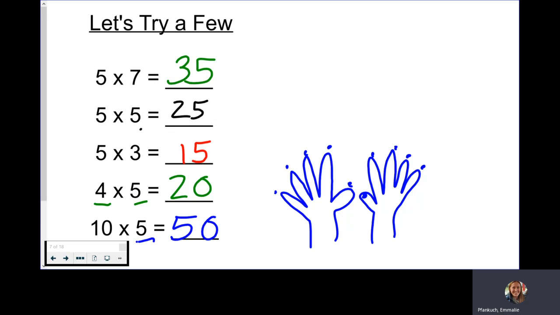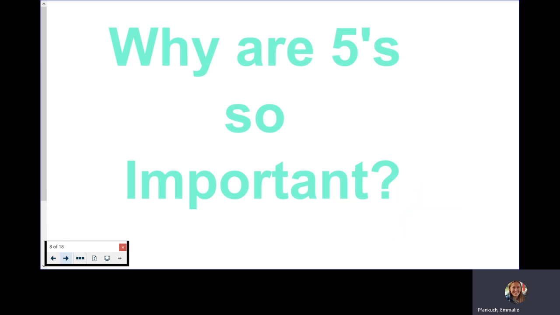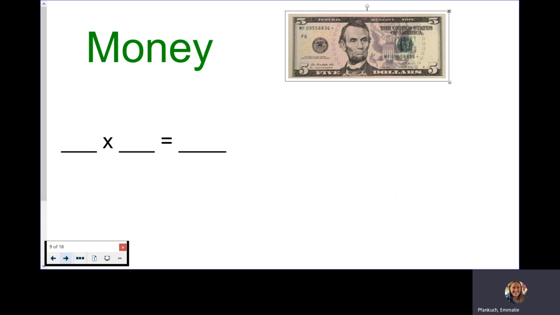So using our fingers and skip counting, that's one way we can do these problems until we have them all memorized. What's important? Some things like 3s and 7s and 9s we don't see as often in the real world as we do with the number 5. So here are some different places you maybe have already used skip counting by 5 to help you find a total. The first one might be with money.